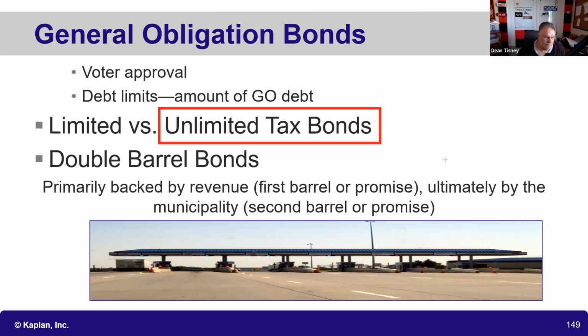There's no free lunch. Now, if you break into my home and I tell you that I have a double-barreled shotgun, I'm promising you that if I miss you with the first shot, I'm going to get you with the second shot. So a double-barrel bond is a GO bond, with two promises. The user fees, but if the user fees are insufficient, then the full faith and credit of the municipality.